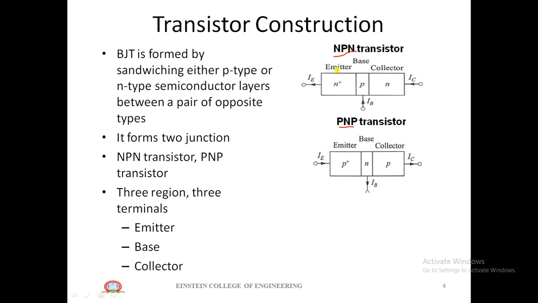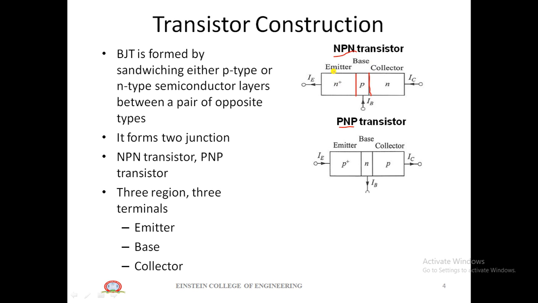Here we are having three regions: emitter, base and collector. There are two junctions. This is the junction 1. It is between emitter and base. So we call this the emitter diode. And this is the junction 2. It is between collector and base. So we can call it the collector diode.